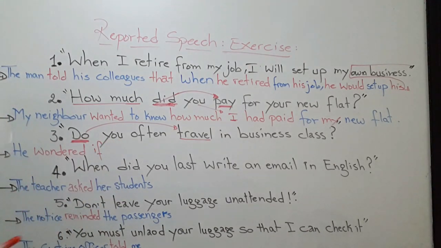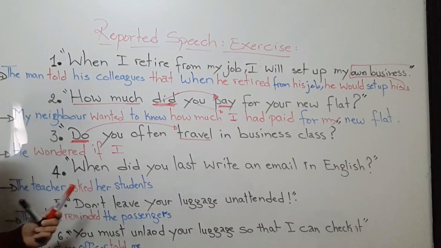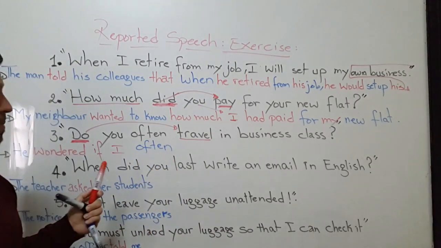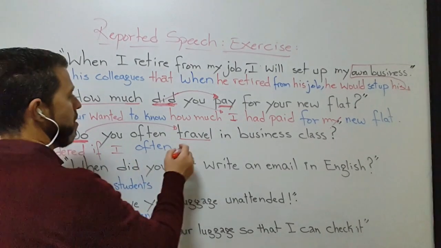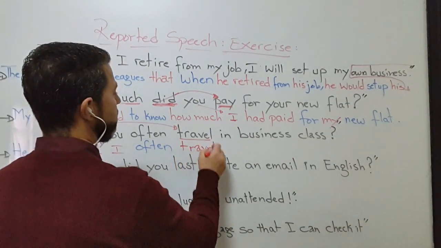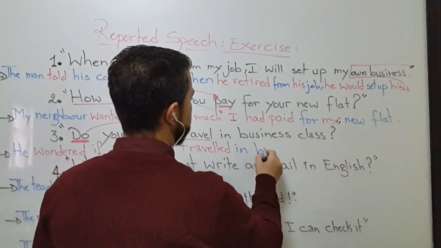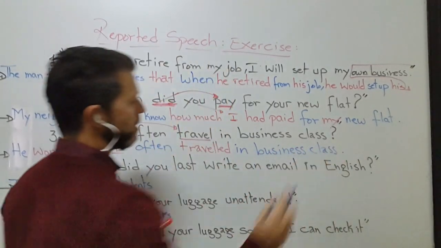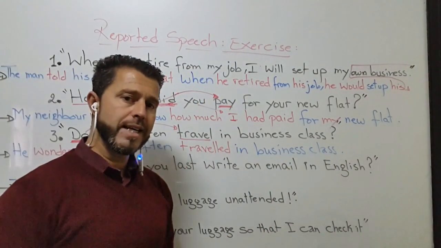So he wondered if, the question directed at us. So he wondered if I often traveled in business class. Okay, let's stop here. Do is in simple present, so simple present becomes simple past. So if I often traveled, okay, often traveled in business class. Okay, in business class there is no change. So he wondered if I often traveled in business class.